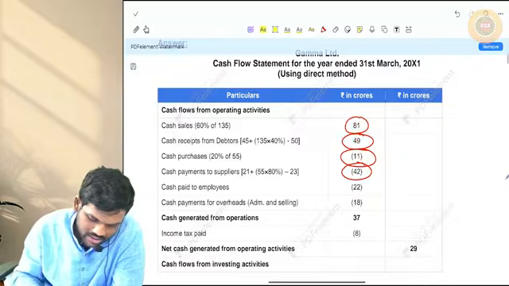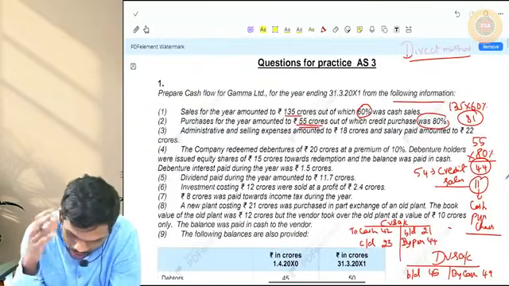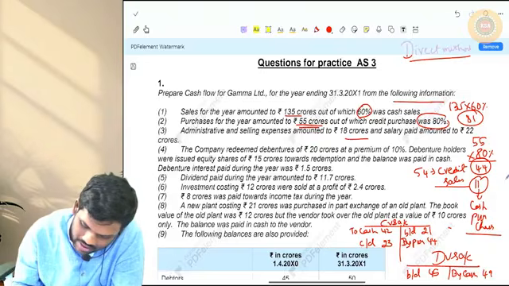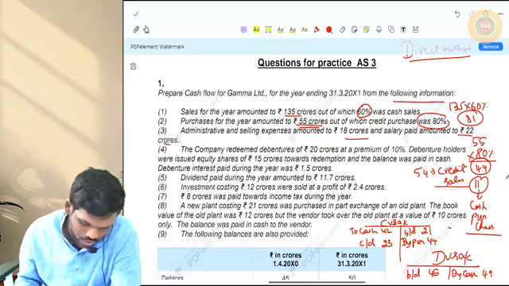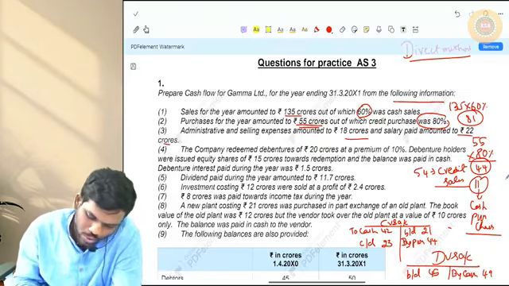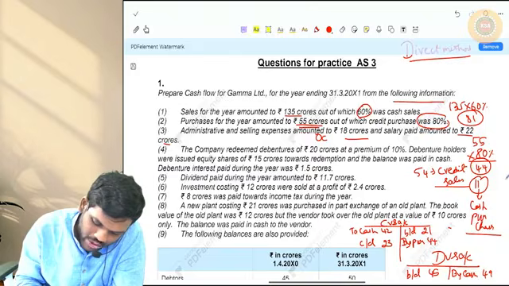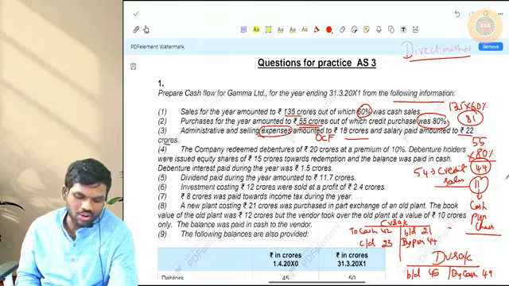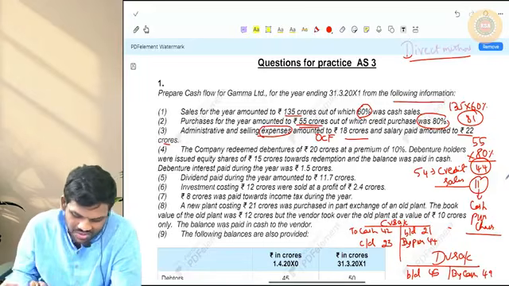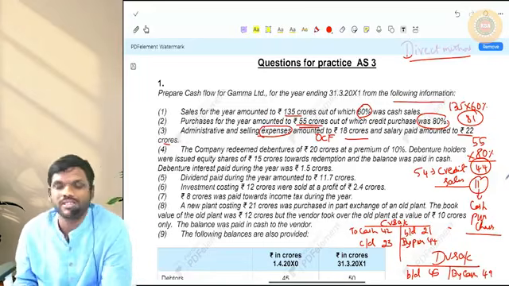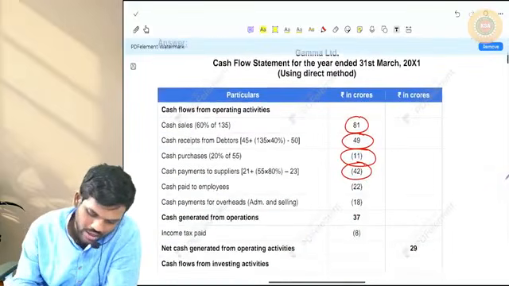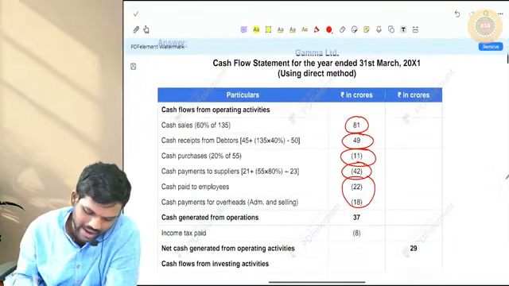Okay, let us see the next one. Administrative and selling expenses amounted to 18 crores and salary paid amounted to 22 crores. So this 18 and 22 crores, both of these are operating cash outflows. Sir, but they are calling it expense. No sir, they are not calling it payment. No sir, if there is no other information, we will take expense itself as payment. So subtract both this 18 crores and 22 crores as operating expenses.